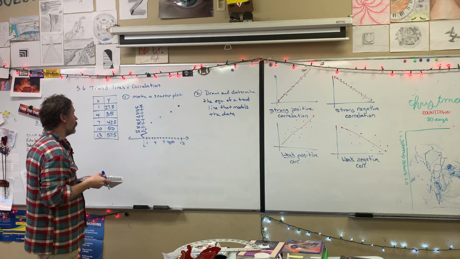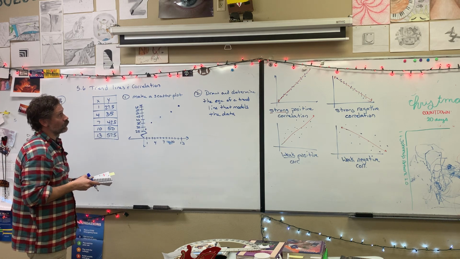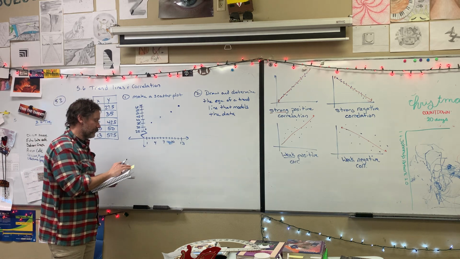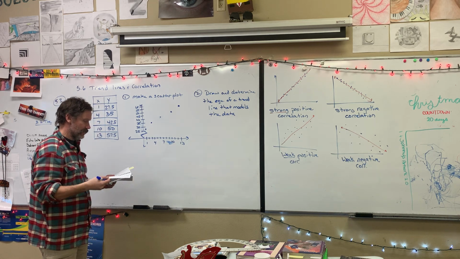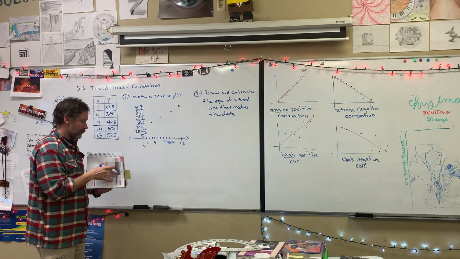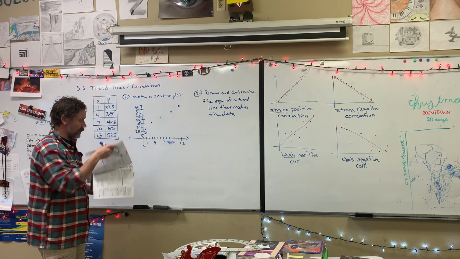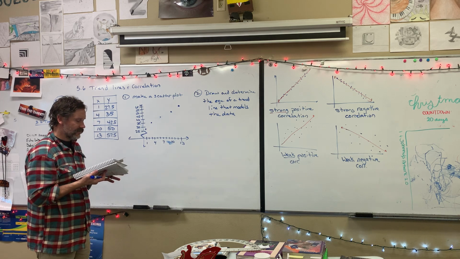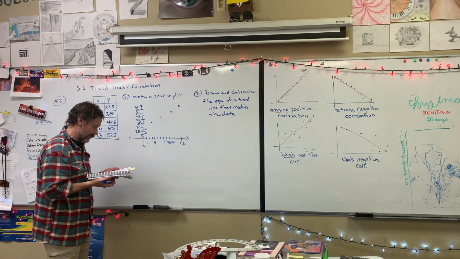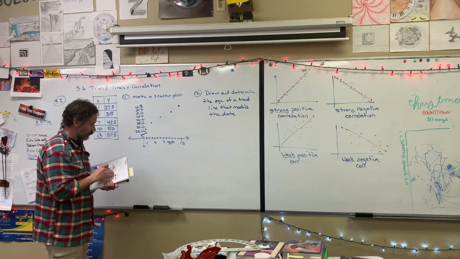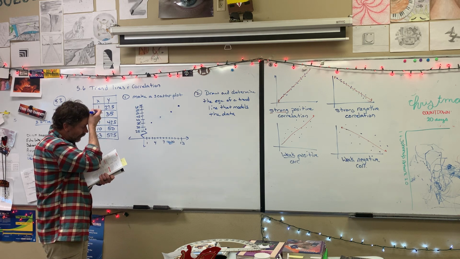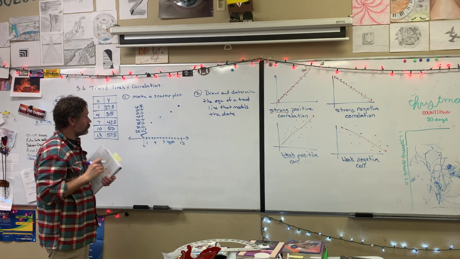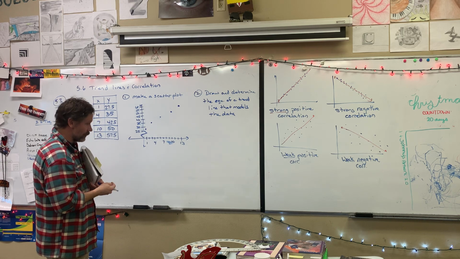Okay, so when we do this, it says draw and determine the equation of a trend line. All a trend line means, if you go back to the definition, is a line that estimates the relationship between the data sets. A trend line is just choosing 2 points on the line. Now I'll do it in a different color.